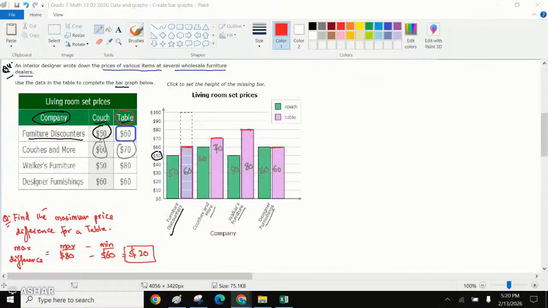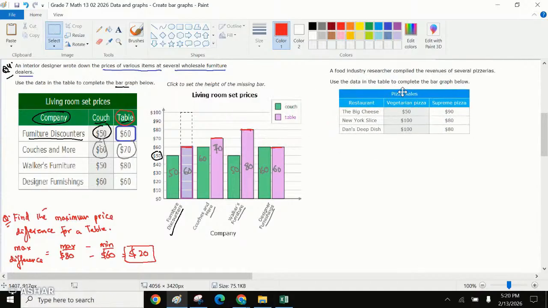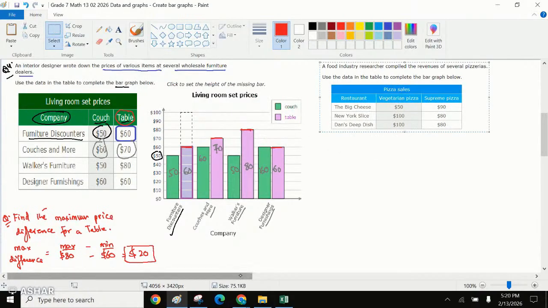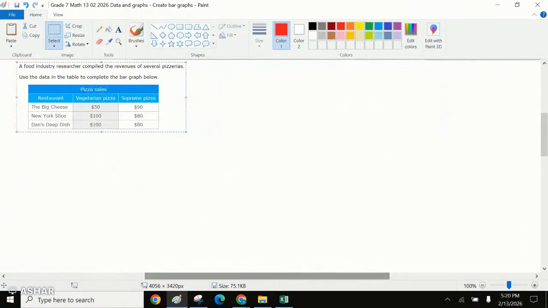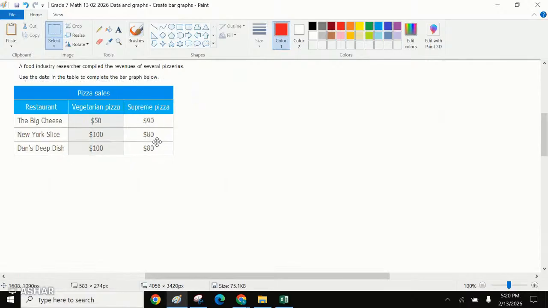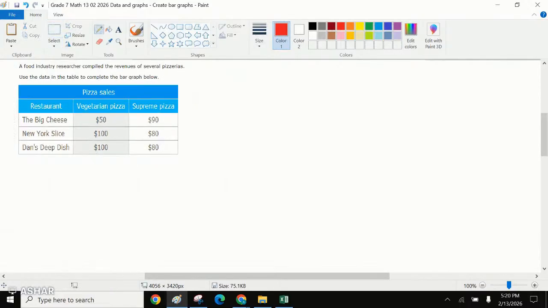So we try to add a part, a question or two to each question that we would do from now onwards. So the next question says, I'm moving to question number 5. The next question says, a food industry researcher compiled the revenues generated by several pizza shops, right? This is our question number 5. Pizzerias, right? Big Cheese, New York Slice, Dan Deep Dish, okay? If the vegetarian pizza cost, supreme pizza cost is given to us.